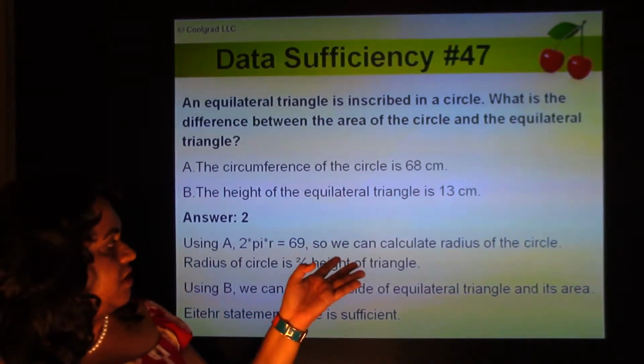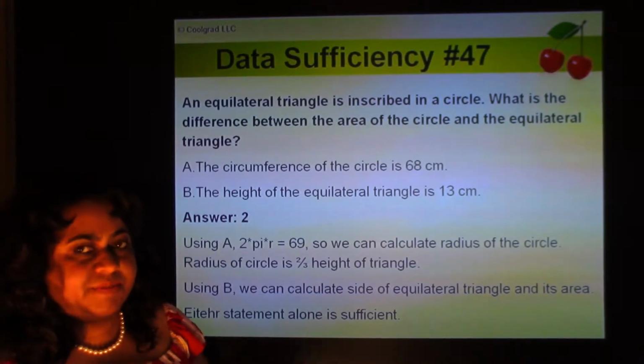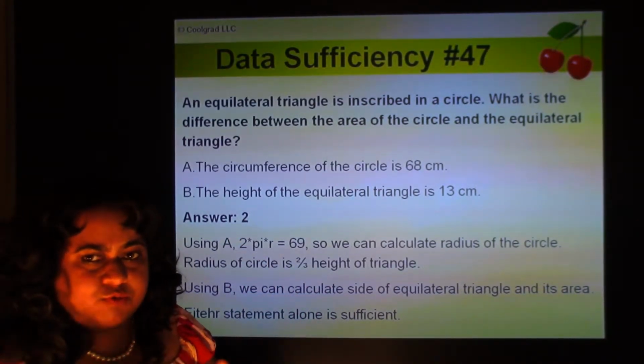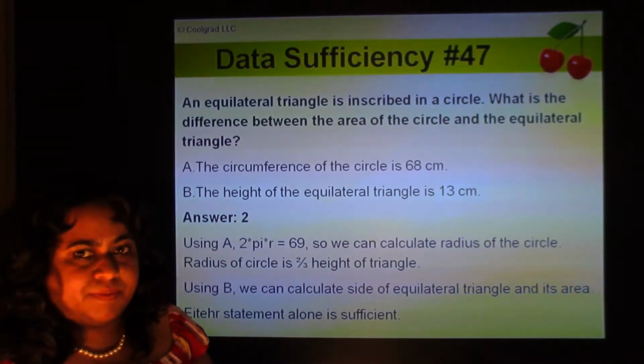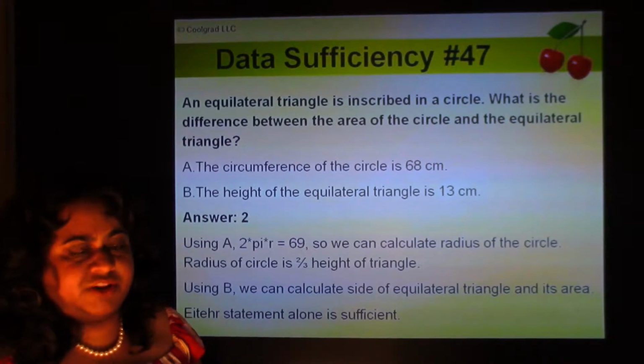So we know the area of the circle and we know the area of the equilateral triangle. You subtract them and you get the difference. So I'm saying it's possible to solve it using statement A alone. Don't waste your time plugging in values and solving it. Just think about, is it doable? Is it solvable using A alone or not? It's solvable. So that's all we need to know.